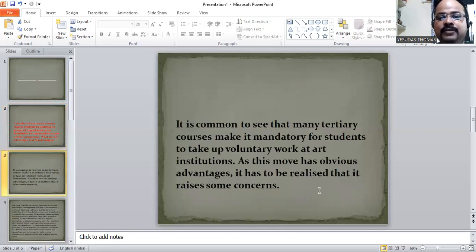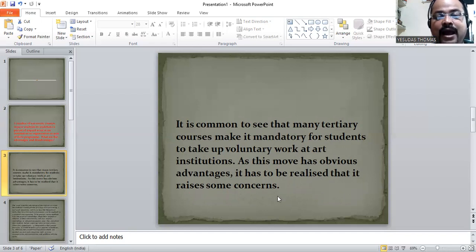Now let's go ahead with the introduction of this particular question. It's common to see that many tertiary courses make it mandatory for students to take up voluntary work at institutions. So the topic is presented there in the introduction. As this move has obvious advantages, it has to be realized that it raises some concerns.